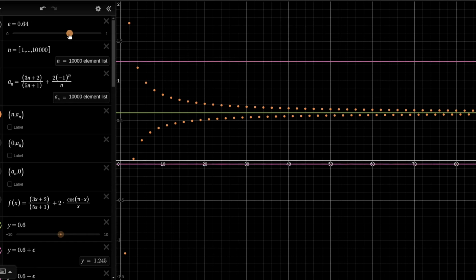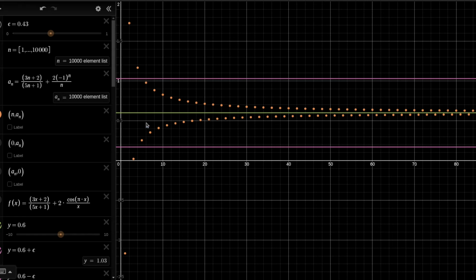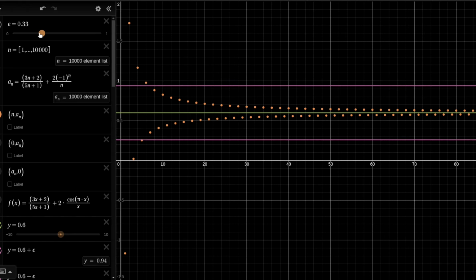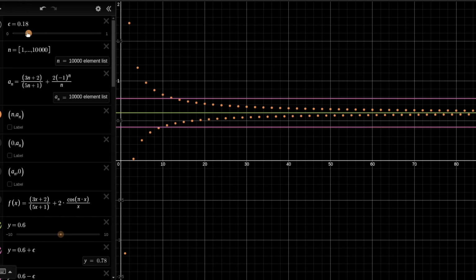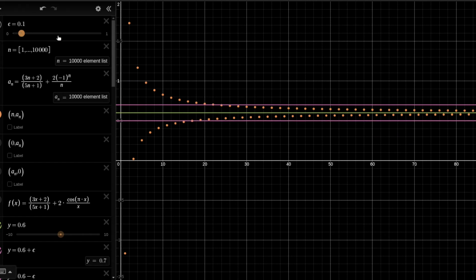I decrease it further, and we see that now some elements have fallen out from this threshold, but we see that from element number 6, all the elements with index from 6 and on, their distance from the limit is less than 0.43, and I can do this for every epsilon. So if I were now to demand that the distance of the elements of the sequence from the limit is smaller than, say, 0.1, let's take it to 0.1, then I can make it happen, right?